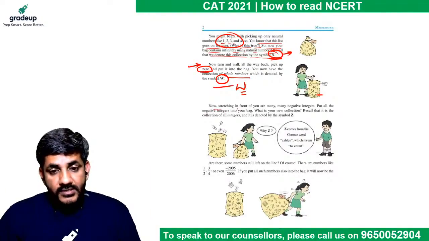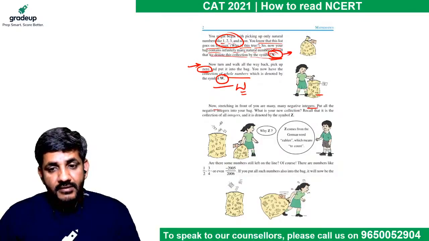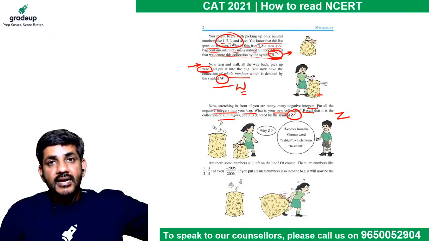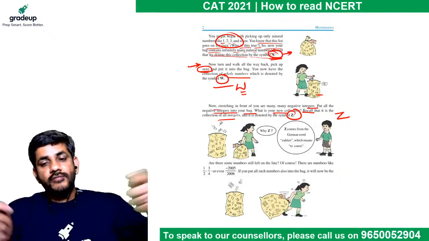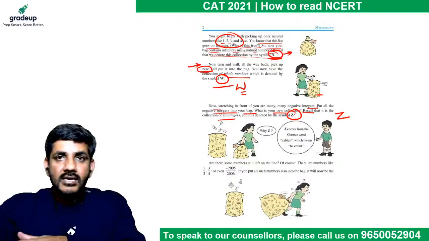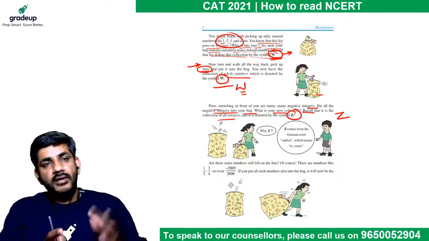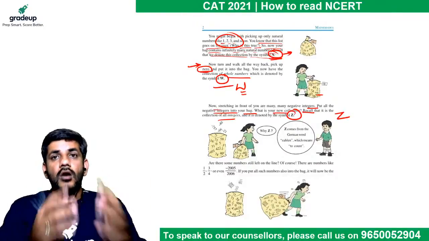Okay. Now stretching in front of you are many negative integers. Put all the negative integers into your bag. What is your new collection? Recall this collection of all integers is represented by Z. He says when you go on the other side you are getting negative numbers as well. He says put all of them into the bag. Positive पहले रख लिए थे. Then we kept 0. Positives were natural. 0 मिलाया, whole बन गए. Negative वाले भी रख लिए. They all became integers.